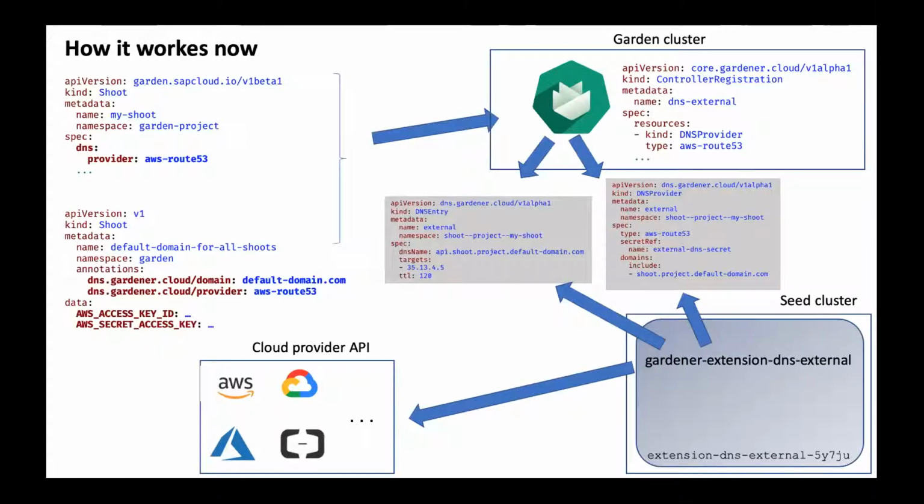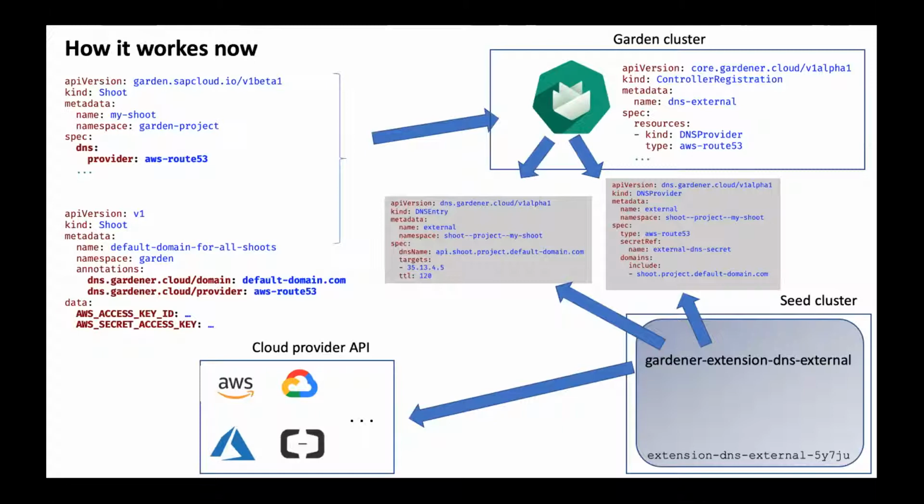Right. And the information about the domain is then put as annotations into the secret. Perfect. Makes sense. Okay. So the user will never see these credentials. That's why it is not directly in the shoot object. Okay. Perfect. Thanks.